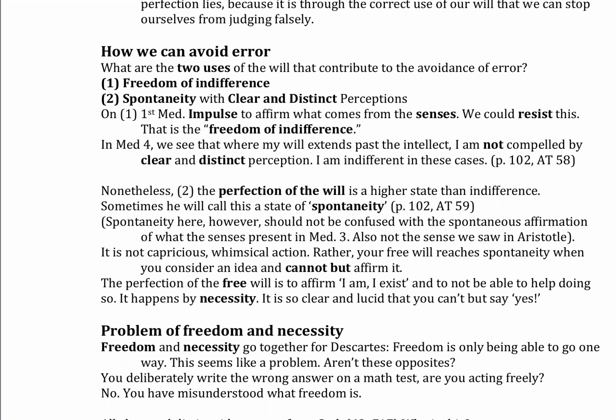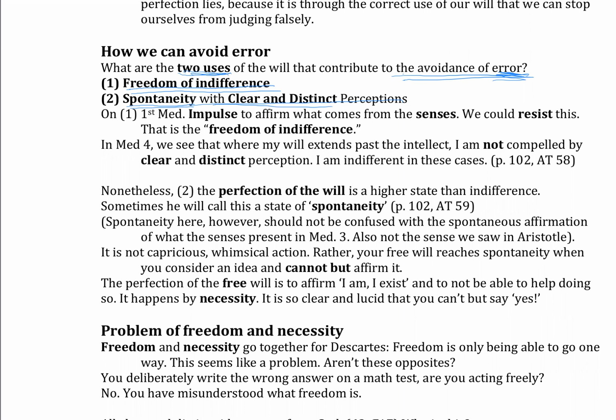So, what are the correct uses of the will according to Descartes? Well, there are going to be two correct uses of the will that contribute to the avoidance of error, where if we're using the will in this way, we cannot go wrong. We cannot fall into error. We cannot fall into privation. The first he calls the freedom of indifference, and the second he calls the spontaneity of the will with clear and distinct perceptions.